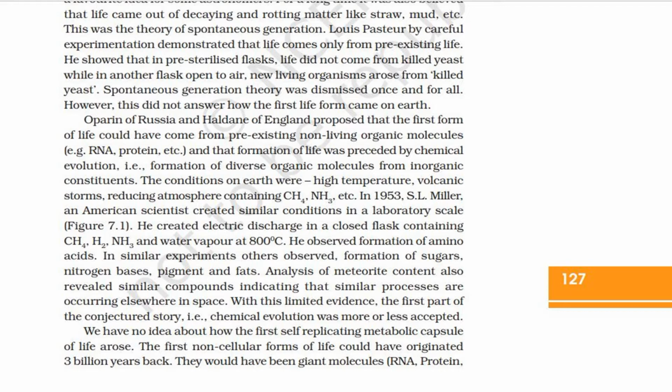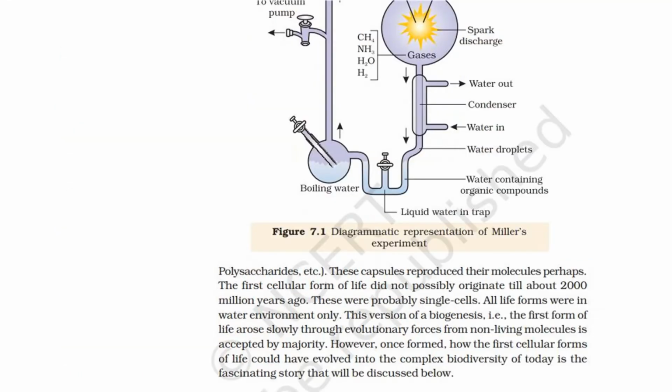We have no idea about how the first self-replicating metabolic capsule of life arose. The first non-cellular forms of life could have originated 3 billion years back. They would have been giant molecules, RNA, protein, polysaccharides, etc. These capsules reproduced their molecules perhaps. The first cellular form of life did not possibly originate till about 2000 million years ago. These were probably single cells. All life forms were in water environment only.